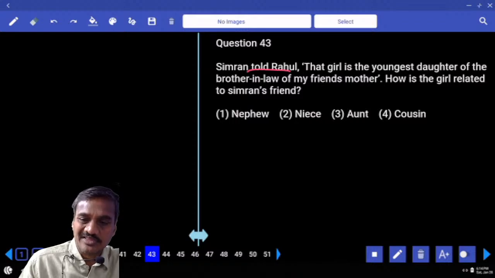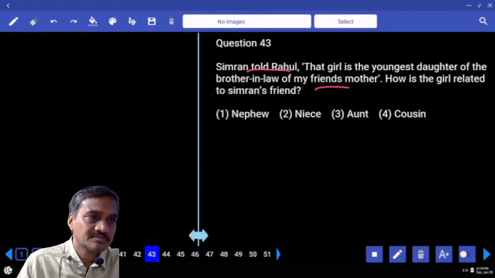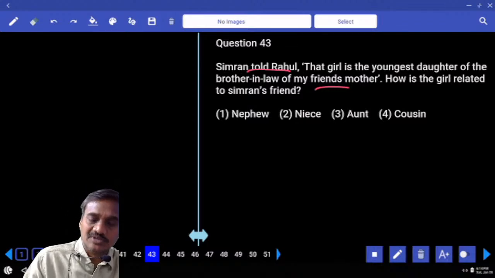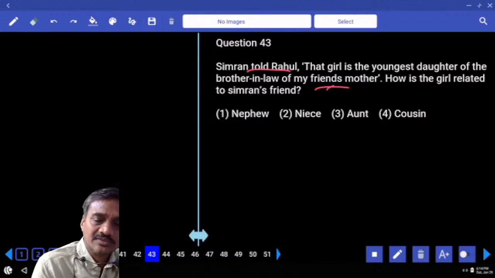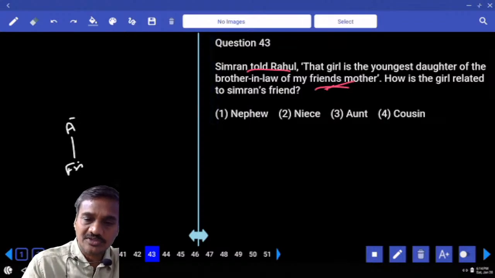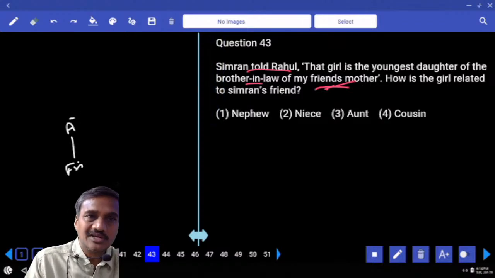Simran told Rahul, "That girl is the youngest daughter of the brother-in-law of my friend's mother." Clear who is the speaker here? Simran is the speaker. Now my friend's mother, that means this person. Friend is here, and friend's mother is A. Friend's mother's brother-in-law means A's brother-in-law.